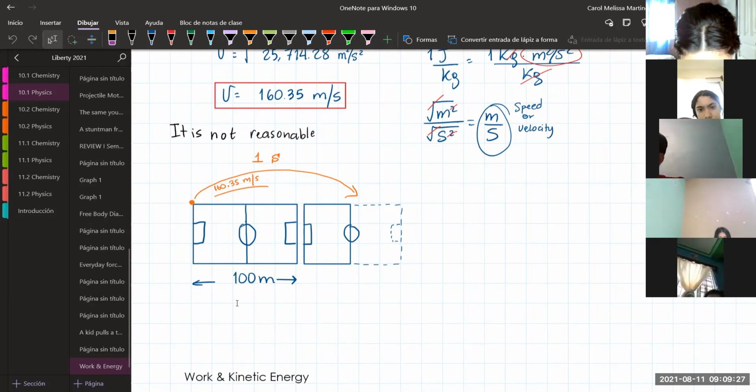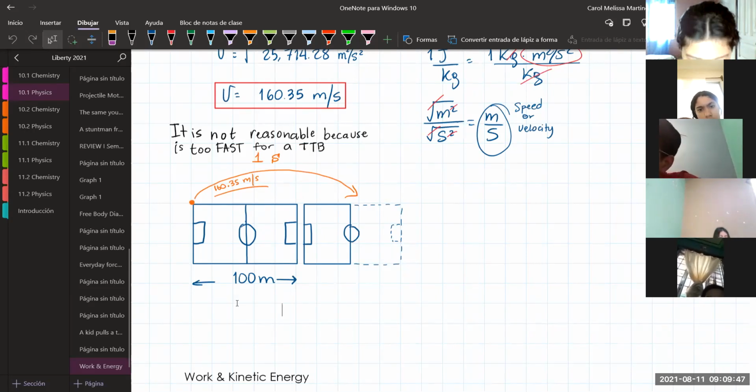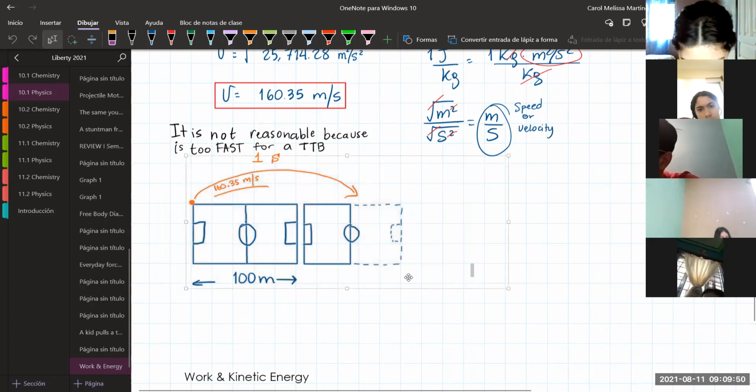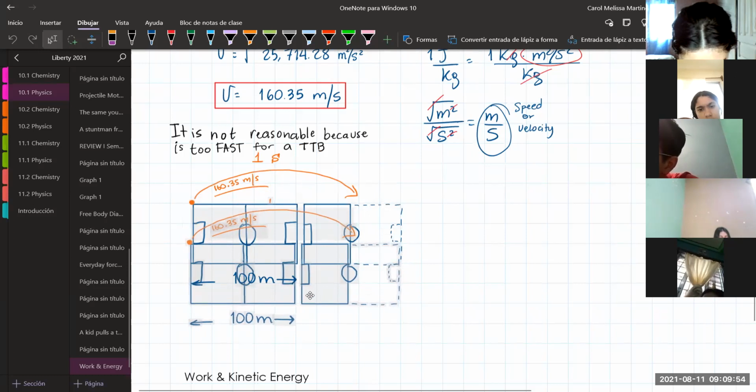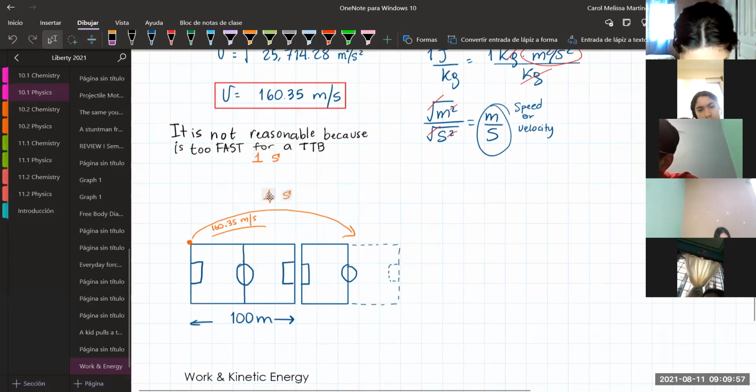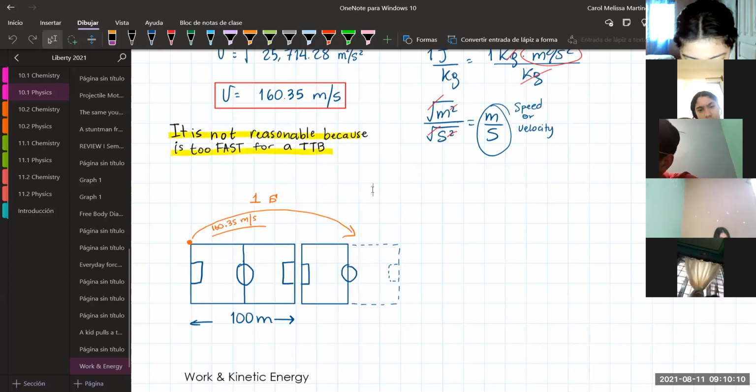The reason, because you can say that it is too fast for a table tennis ball. Okay, it's just too fast for a table tennis ball. So it doesn't make sense. I mean, yes, it's possible to get these velocities. I know it's possible. But for a table tennis game, it's not possible. Okay? So, you answer the last question like this. It's not reasonable because it's just too fast for a table tennis ball.